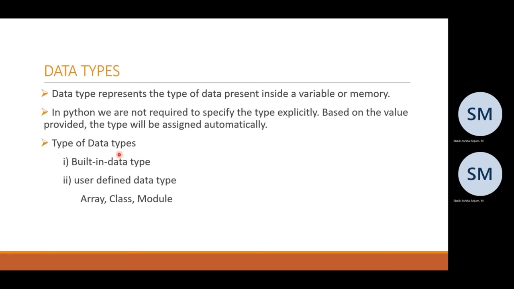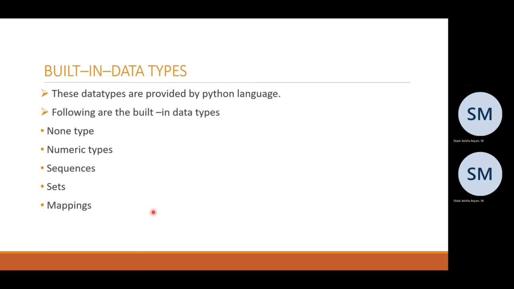The types of data types in Python are built-in data types and user-defined data types. Under user-defined data types, array, class, and module come. Now we will discuss the built-in data types. These data types are provided by the Python language itself. These are the following built-in data types. The first one is NoneType, then numeric types, sequences, sets, and mappings.